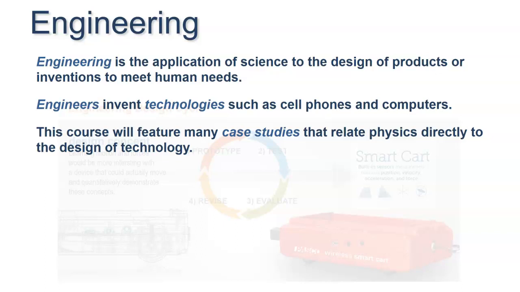So we are taking actual science and applying that to designs and products to meet the needs of people. And this creates technologies that we then use, such as cell phones, computers, electricity, you name it, it comes from engineering and creating a solution to a problem. And so we will talk about actually relating physics to the design of technology, how physics goes hand in hand with that engineering component.